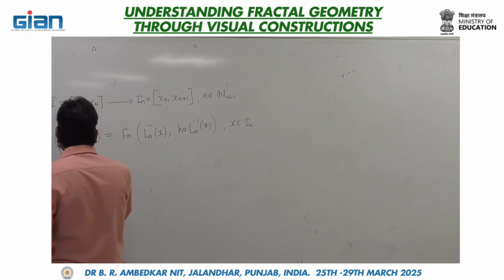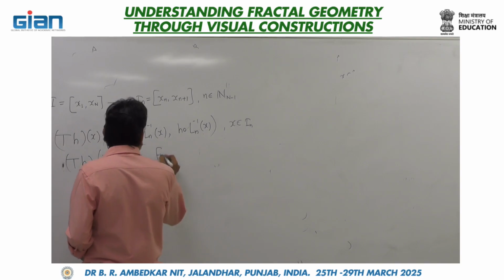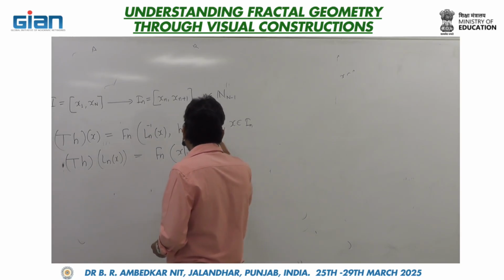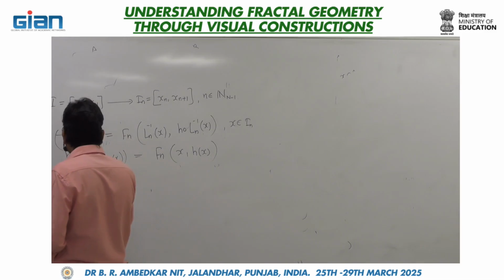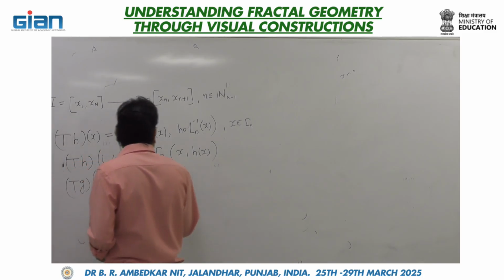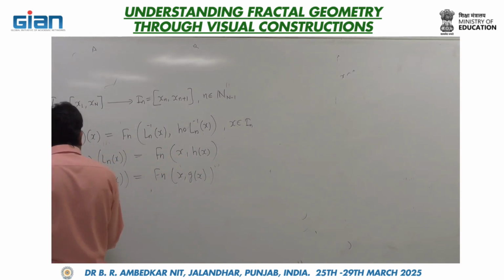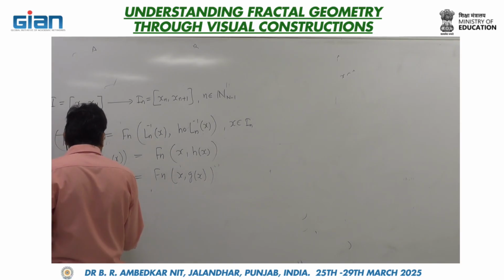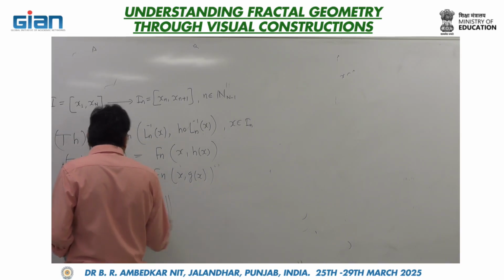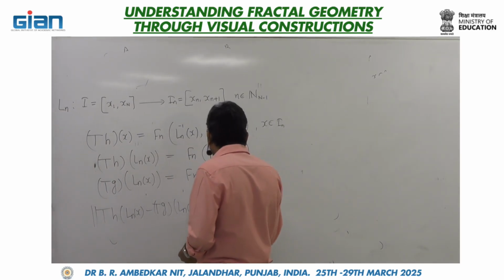Here I can write Th of ln x. So what will you get? fn of x comma h of x, right? Then similarly you write Tg of ln x, so Tg of ln x will be fn of x comma g of x. Then try to find Th of ln x minus Tg of ln x. If you are taking the infinity norm, then what will you get here?